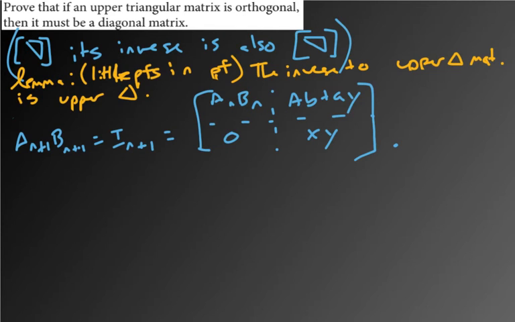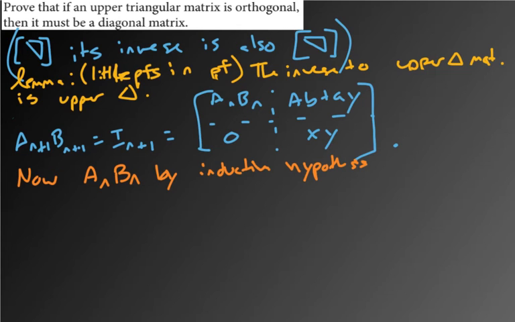And so now we're pretty close. So now A_n and B_n, by the inductive hypothesis, must be I_n. So B_n is upper triangular.